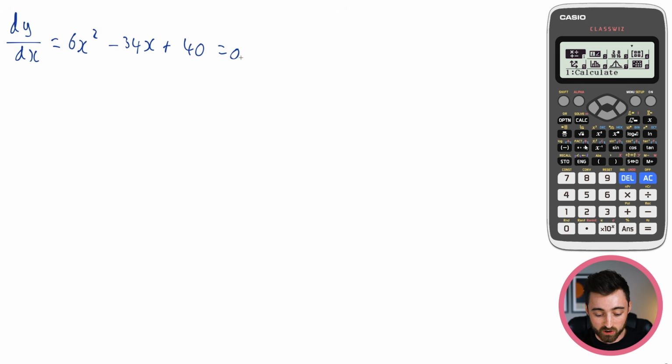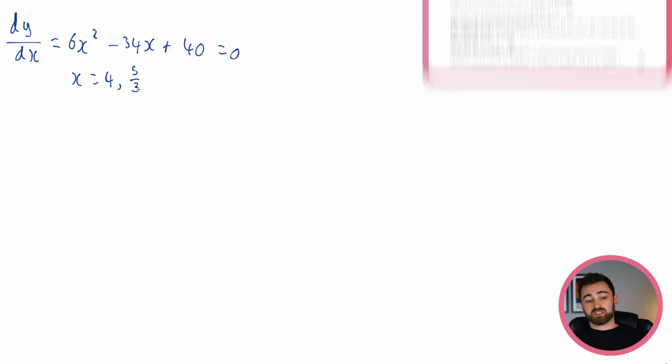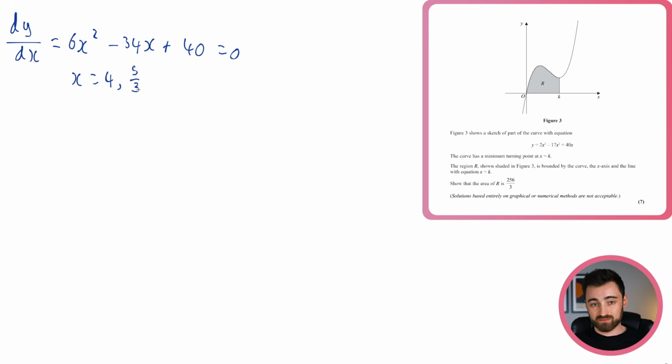Menu, go down to equation func, polynomial degree 2, put your coefficients in. 6, minus 34, 40. Straight away it gives me my answers. I get x equals 4, and I get x equals 5 over 3. So we've got 2 turning points. The question then is, which is the one that I care about? Which is the k? Let's look at the graph.